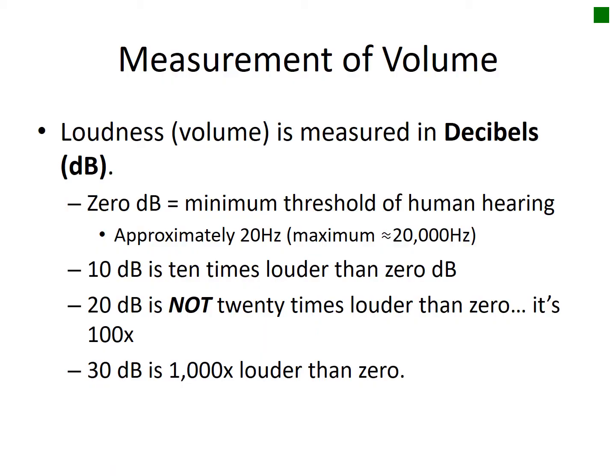So as I said, how do we measure volume? We measure it in decibels. And decibels are a little goofy. First off, it's abbreviated as a D and then a capital B. It is based off of a tenfold type of change. So if I have 10 decibels, it is 10 times louder than 0 decibels. You're like, oh, okay, that makes sense. But 20 decibels is not 20 times louder than 0. It is actually 100 times. 30 decibels is 1,000 times louder than 0.